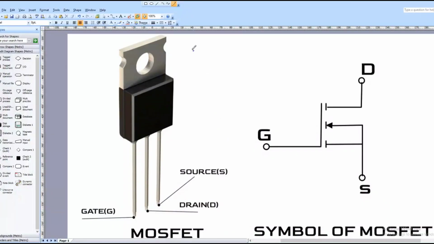Bismillahirrahmanirrahim. Today we shall understand what a MOSFET is, how we can use a MOSFET for our application, and most importantly, how to read the datasheet of this MOSFET.